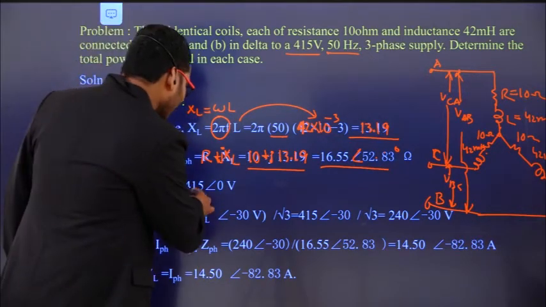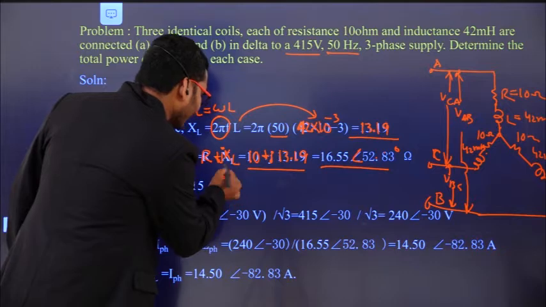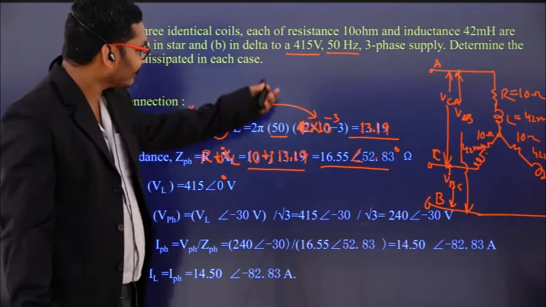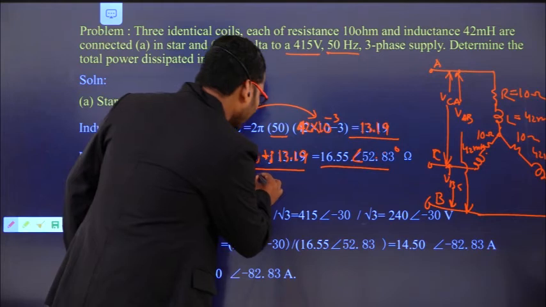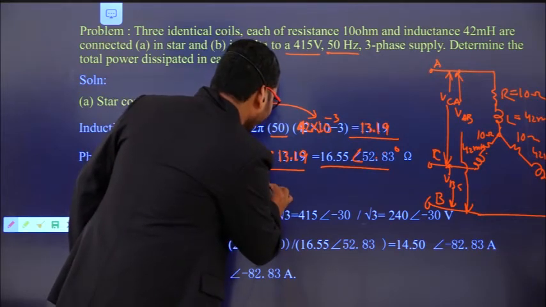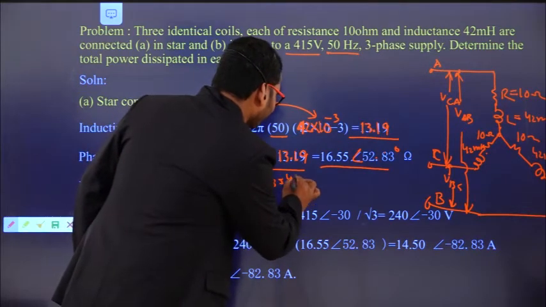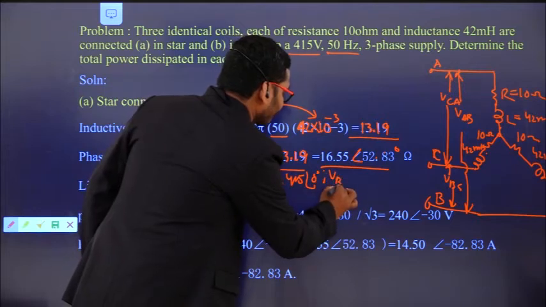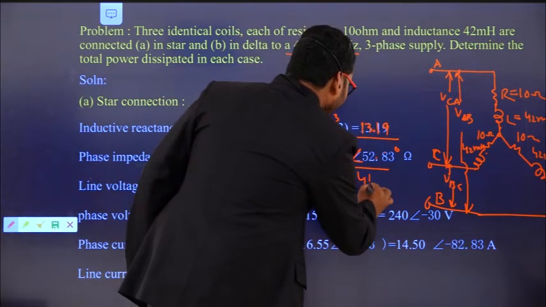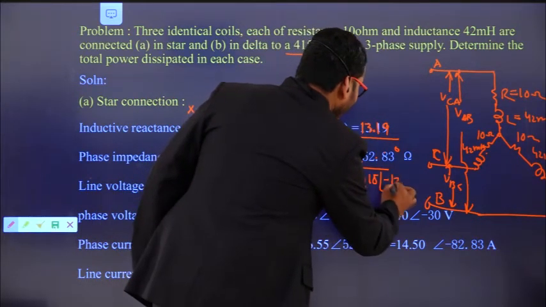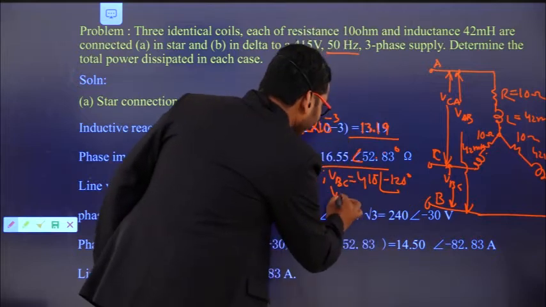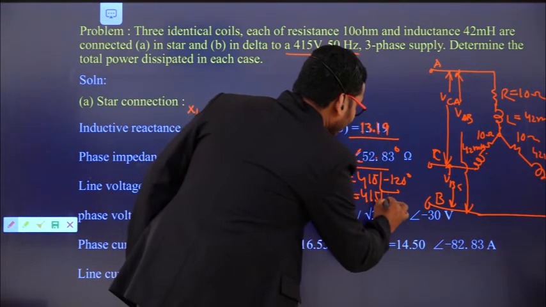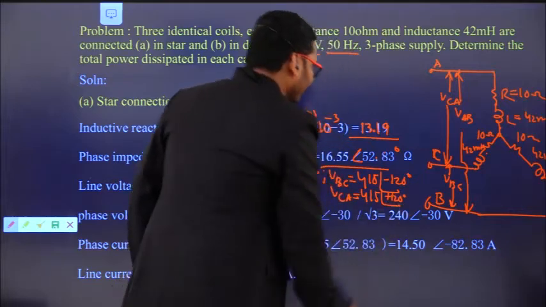The line voltage VL equals 415 at an angle 0 volts. If you consider the phase sequence is ABC, for VAB you can take 415 at an angle 0. For VBC you can take 415 at an angle minus 120. Similarly for VCA, you can take 415 at an angle plus 120 degrees. Okay, this is the case.